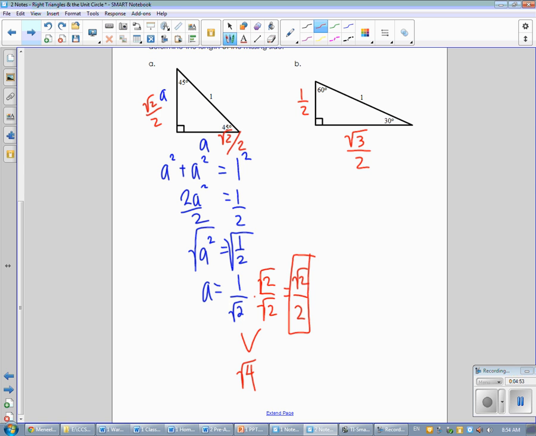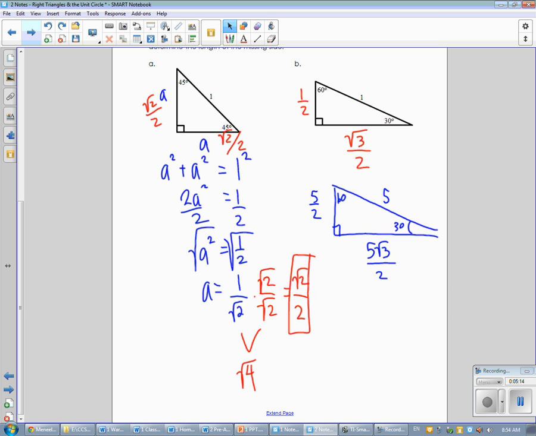So for example, if I'm dealing with a 30, 60, 90 degree triangle, and I tell you the length of the side is 5, then the length of the shorter side is just going to be 5 times 1/2, or 5/2. And the length of the longer side is going to be 5 times the square root of 3 over 2. We're going to be using these relationships in class today. That's why I wanted to review them pretty quickly.